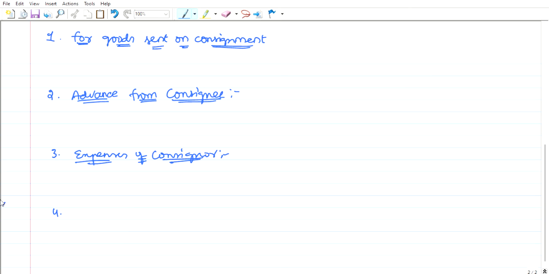And the fourth one is expenses by consignee. After expenses are incurred by the consignee, there comes the stage of the sale of goods. Okay, the fifth one will be what? Sale of goods by consignee.